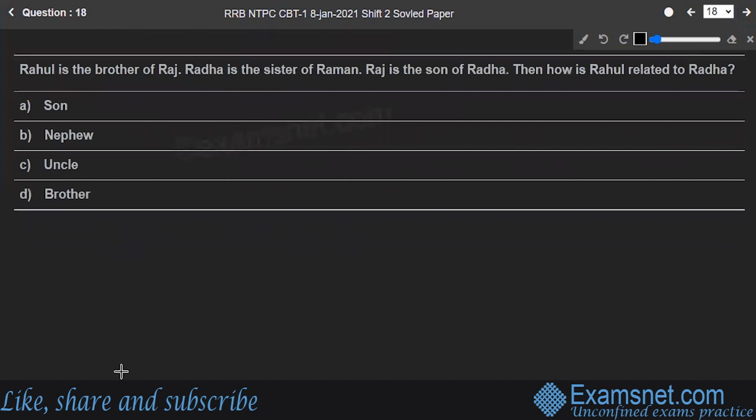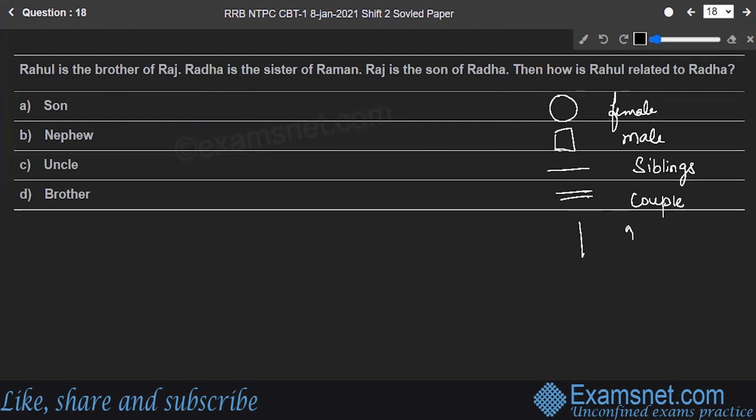Rahul is brother of Raj. Raj is sister of Raman. Raj is son of Radha. Then how is Rahul related to Radha? In order to answer such type of questions, we'll always use our symbol table. What is that? I'll use the circle to represent a female, a square to represent a male, single line to represent siblings, double line to represent married couple, and a vertical line to represent next generation.